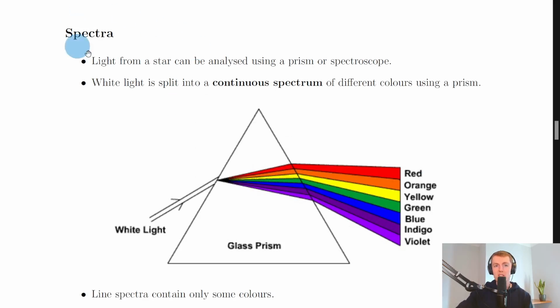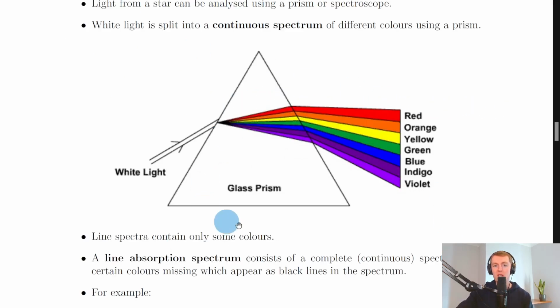Moving on, we'll now look at spectra. So it starts by saying that light from a star can be analysed using a prism or spectroscope. White light is split into a continuous spectrum of different colours using a prism. So if you have a look at the picture here, you've probably seen this experiment before in your BGE classes, like in first, second or third year, where you've got white light being split up by a glass prism into the different colours of the rainbow.